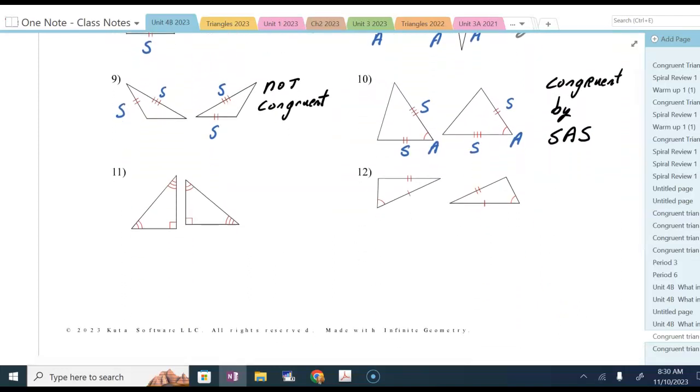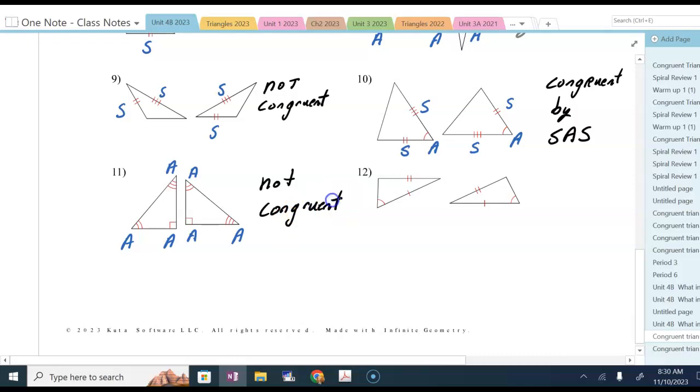And if we take a look at the last 2 examples, in example 11, we have 3 angles that are equal in the 2 triangles. But that is not a method to justify congruent triangles, so these are not congruent.